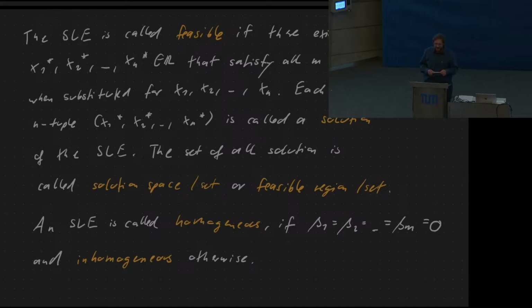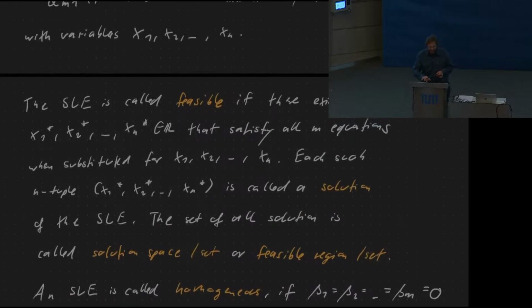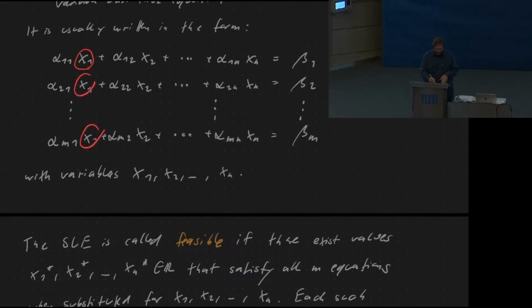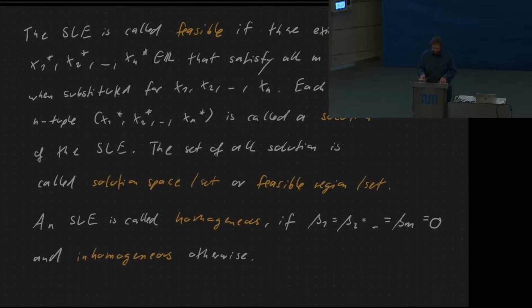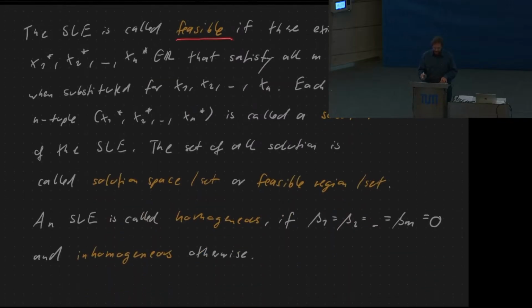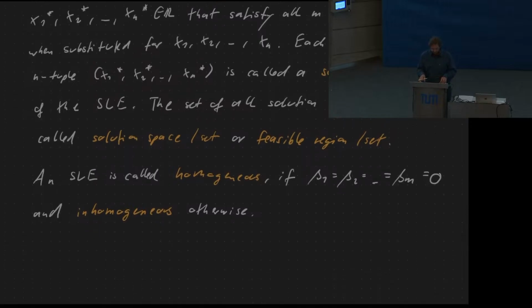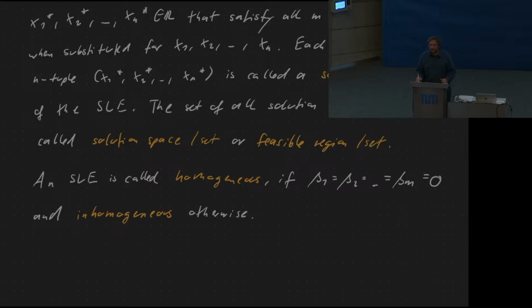And then we say such a system is feasible if there exist values that I can substitute for the x's in all these equations at the same time, and all these equations are simultaneously true. So they all evaluate to their respective right-hand sides. If something like this exists, the system is called feasible. And each possible setting of the variables that satisfies the equations is called a solution. Should be immediate. A set of all solutions, I will refer to as the solution space or set, or sometimes as the feasible region or the feasible set.